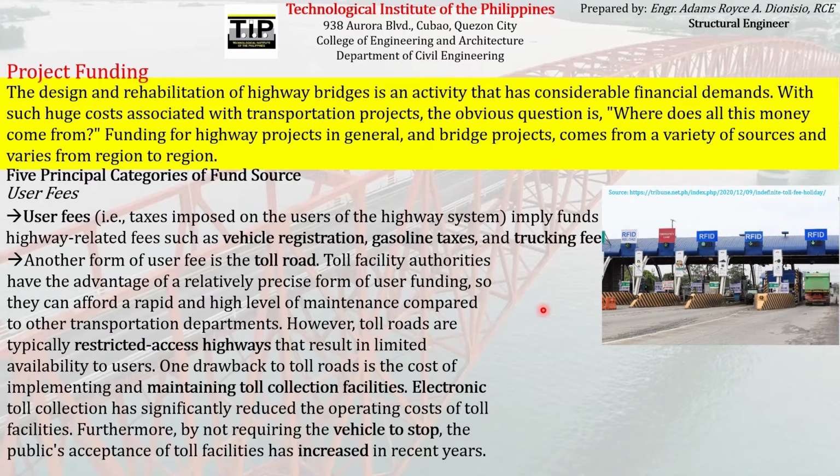So in a toll road, there is usually a toll gate like this one, wherein the authorities for that particular highway or bridge or highway system in general collect the fund, the money, the user fee, or simply the toll from the users of the particular highway system. So in general, it is the users that provide the fund for the maintenance as well as the needs of a particular highway system.